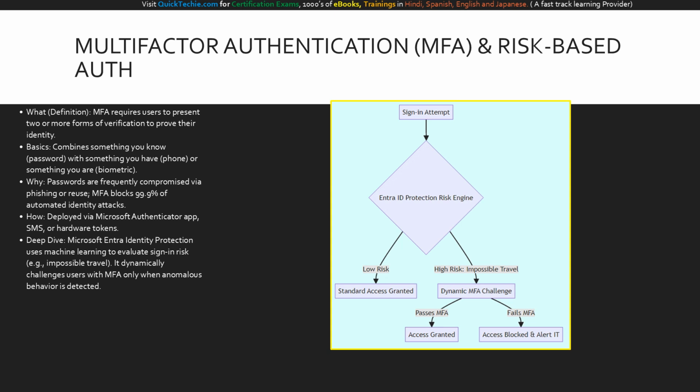We must acknowledge a hard truth: passwords alone are obsolete. They are easily guessed, stolen via phishing, or reused across compromised sites. This is where multi-factor authentication, or MFA, becomes mandatory. MFA requires multiple distinct forms of proof: something you know, something you have, or something you are. Implementing MFA effectively stops over 99% of automated identity attacks. However, we also want to avoid MFA fatigue, where users are constantly bombarded with prompts.